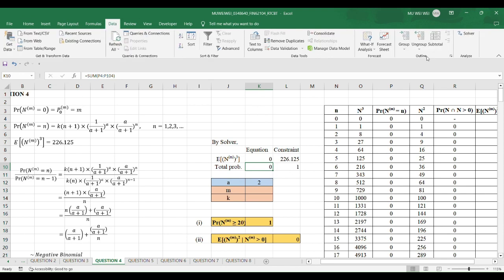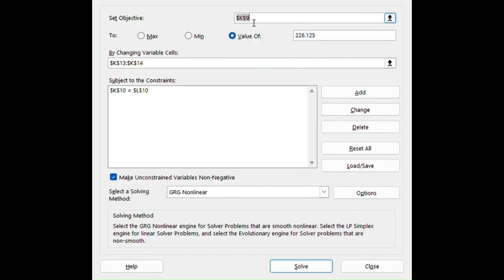By opening up the Solver function, we set the objective to K9, which is the equation for the third moment of Nm, and it is equal to the value of 226.125. The changing variable cells will be K13 and K14, which are the cells for m and k. And the subject to the constraints is the second equation, which is K10, the total probability equation, equals 1, which is in cell L10. And then we click solve.